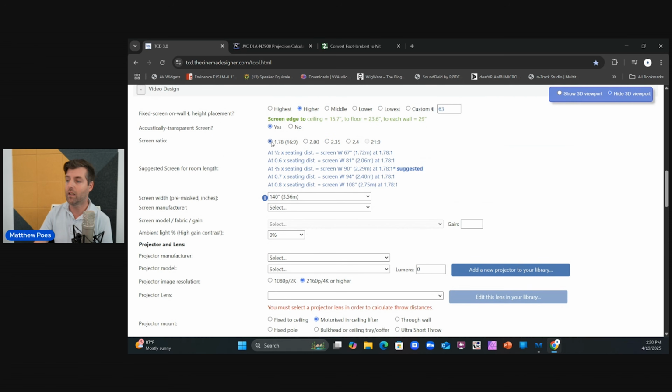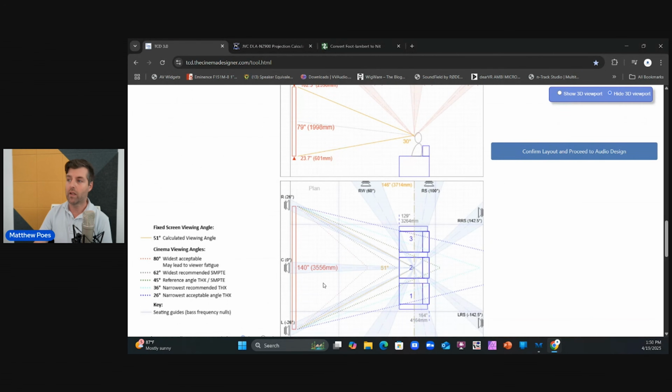So we're going to go back to 16:9 though, and we're at 140 inches wide. So then we have an issue. How bright does this need to be to look right?